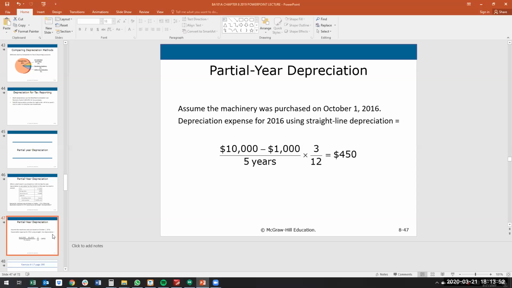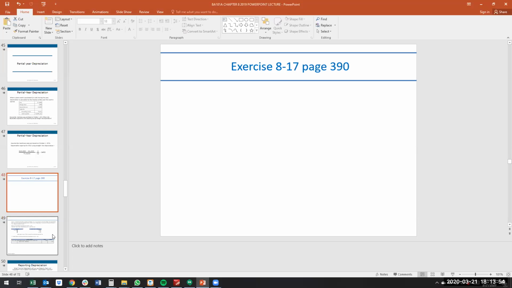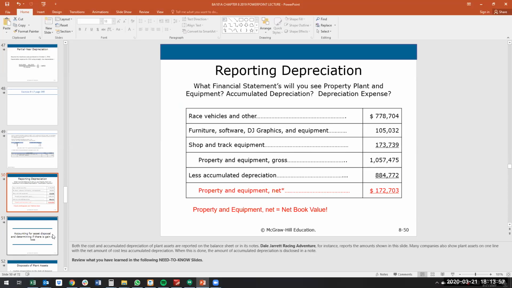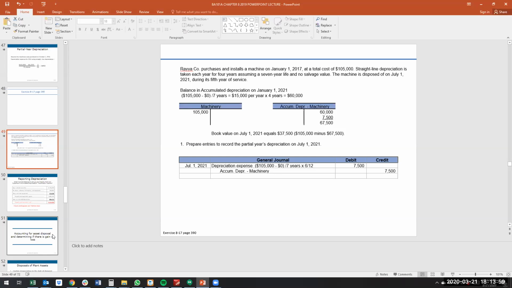Yeah, I expect you'll have to know the partial years. And then here's just examples for partial years. So I think that we can walk through this one pretty quickly. We purchased and installed machinery with a total cost of $105,000. That total cost might include the taxes and everything that we talked about at the beginning, and I expect you to be able to calculate that. But that's one piece. Then straight line depreciation is taken for each year for 4 years, assuming no salvage value. So no salvage value, so we don't have to worry about backing anything out of here.